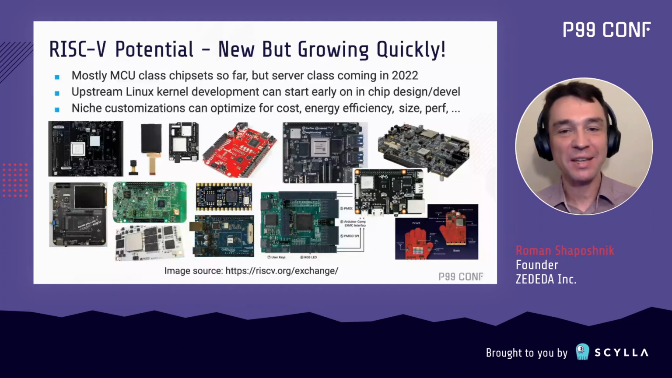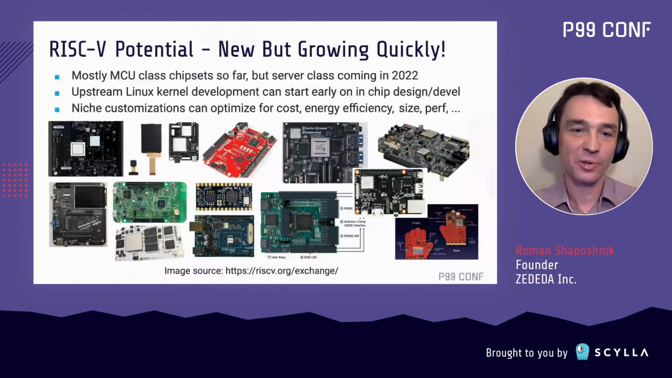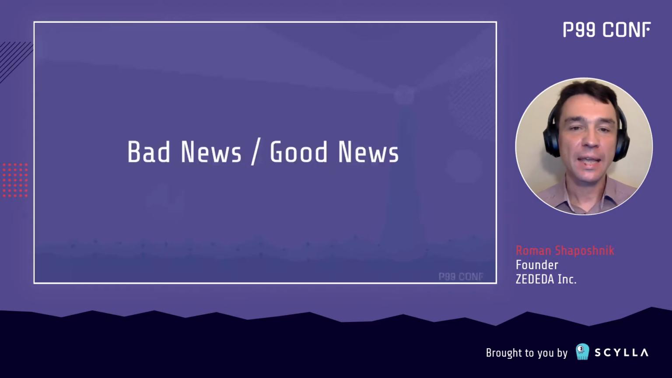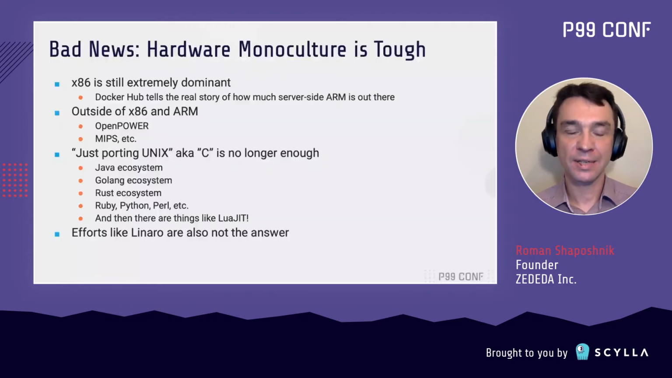So there's actually bad news and good news in software. I'll start, as usual, with the bad news. And the bad news for this software lately has been that hardware monoculture is tough. And what I mean by the hardware monoculture is, honestly, let's face it, x86 architecture is extremely dominant, right? And when people tell me, well, but what about ARM?